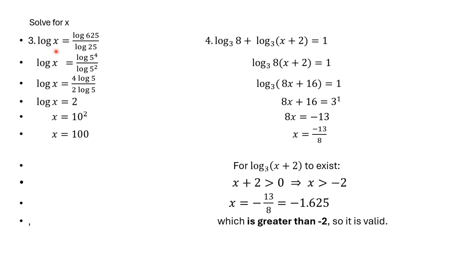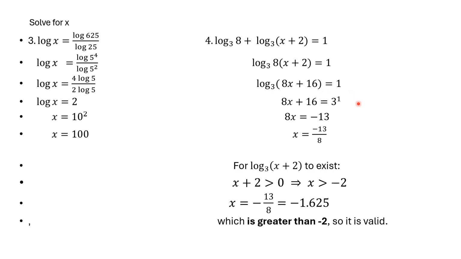Now we come to where we write values attached to x and we're dealing with domain restrictions, right? So number 4, I have log base 3 of 8 plus log base 3 of x plus 2 equals 1. So there I can write that as a single log because it's base 3 and base 3. That plus would become 8 times x plus 2 equals 1. 8 times x is 8x. 8 times 2 gives me 16. Right, so in exponential form that would become 3 to the power 1 equals 8x plus 16.